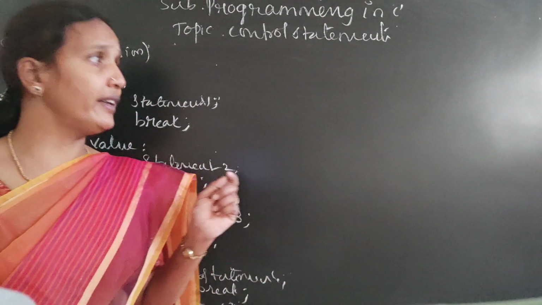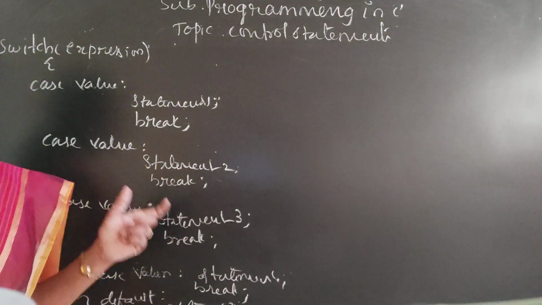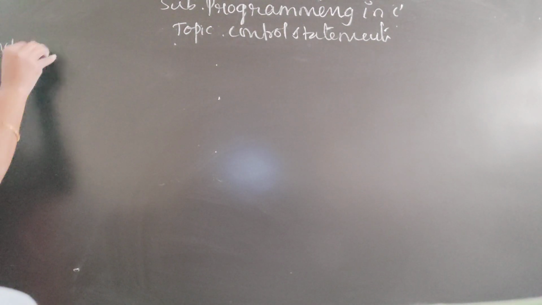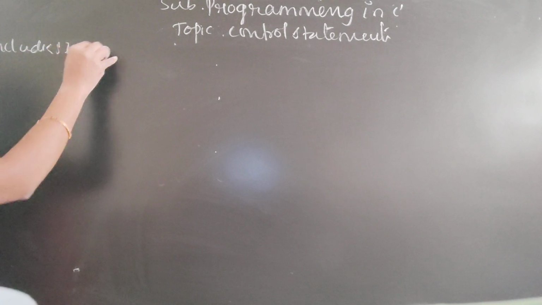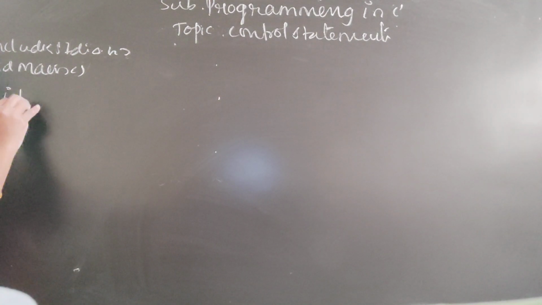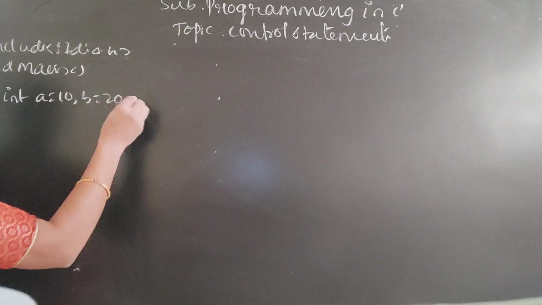Okay, here I'll write a simple example, then you'll get how this statement is executed. So here I am taking a simple example. #include <stdio.h>, void main. Here int a equals 10, b equals 20, and c.